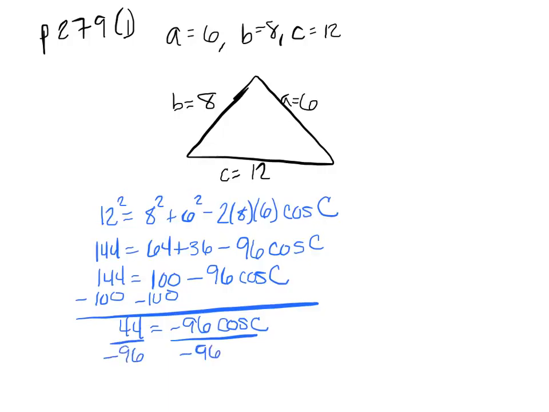So 44 divided by negative 96, we will get negative 0.4583, repeating, equals the cosine of C. And then to figure out what C is, I'm going to do inverse, and I get 117.28. Do they go to 3 on the book? Yep. Okay. So it doesn't work if you don't do the big side first.